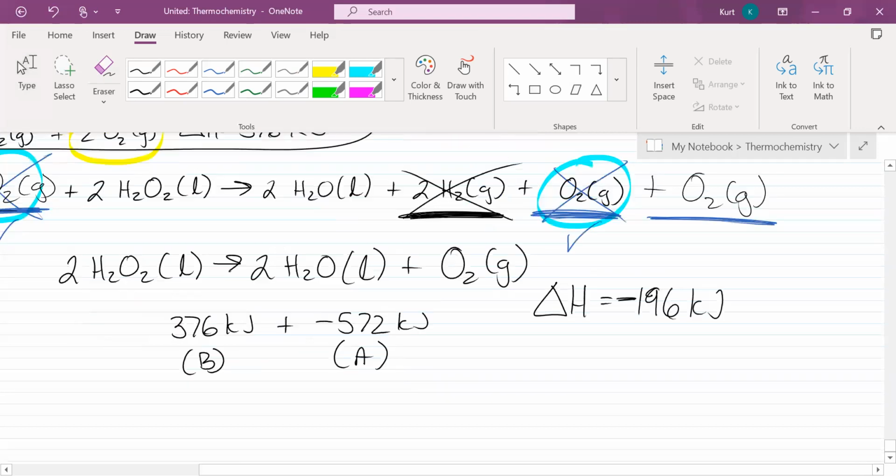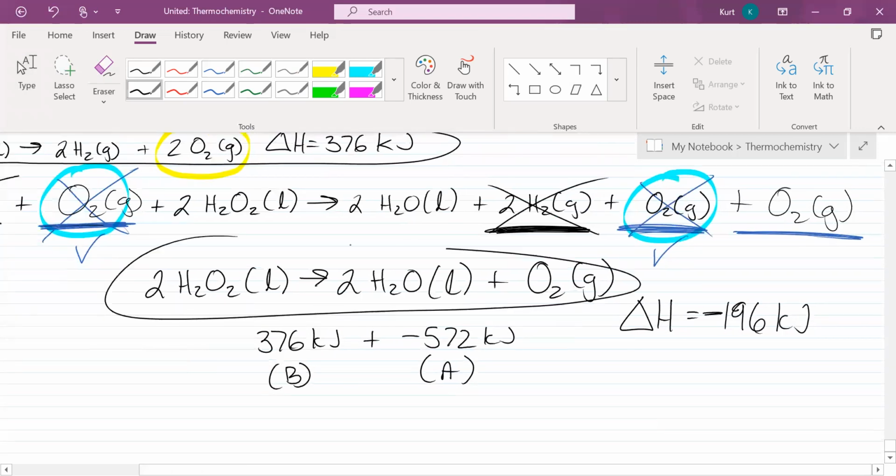So overall, what is this equation that we finally found the enthalpy for? Is it endothermic or exothermic? How do you know it's exothermic? Yeah, it's a negative value for the kilojoules.